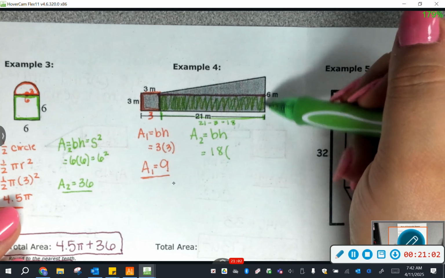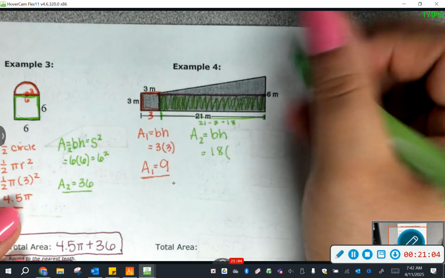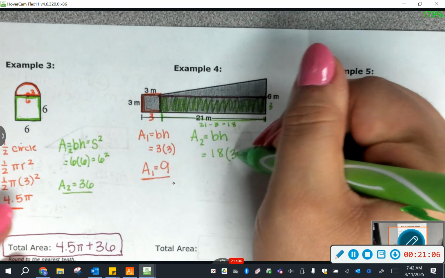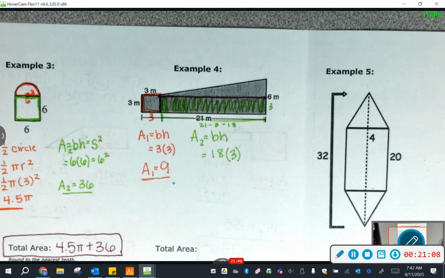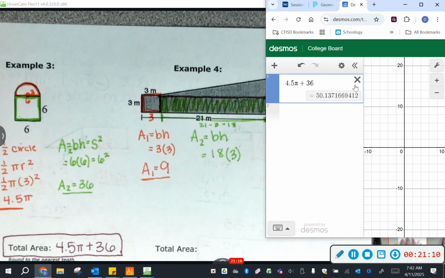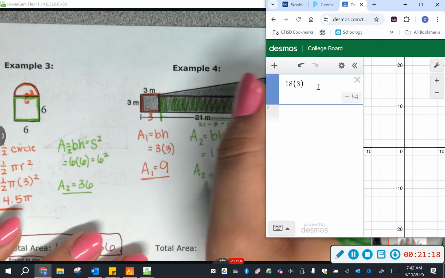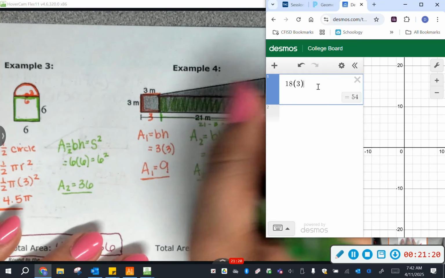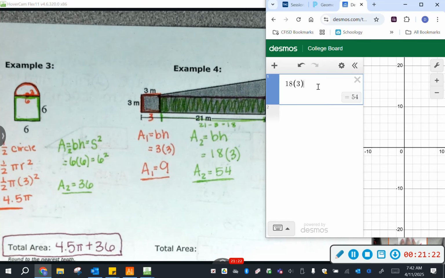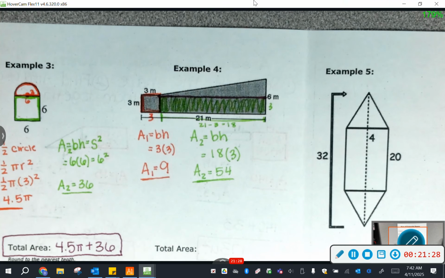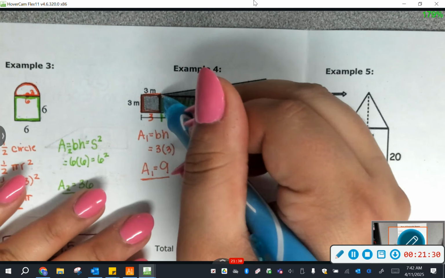What's the height of this little bitty thing? Is it 3? It's 3. And what is 18 times 3? 54. So my second shape has an area of 54. But what do we have this time? We have a triangle.